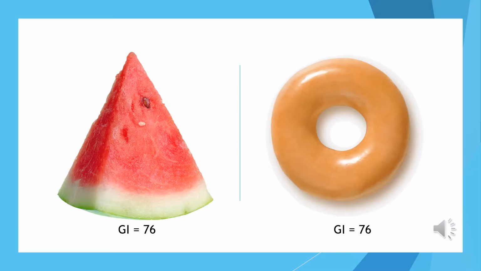Just because a food has a low glycemic index does not mean it has a high nutrition content, and vice versa. Even though watermelon and a donut have the same glycemic index, we know that the healthier choice is a slice of watermelon.